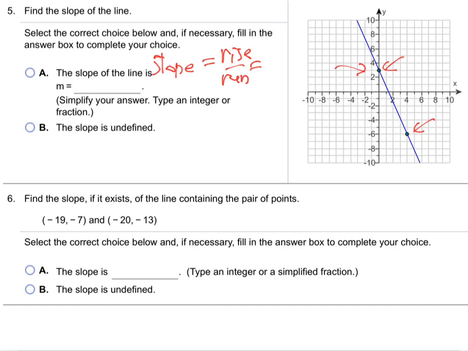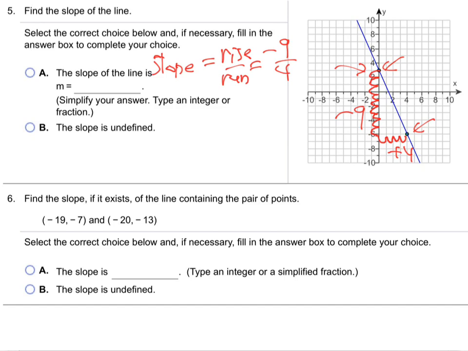So it'd be 1, 2, 3, 4, 5, 6, 7, 8, 9. So down 9 over 1, 2, 3, 4, over 4. So the slope is down 9 over 4. Minus 9/4. We all good with that?